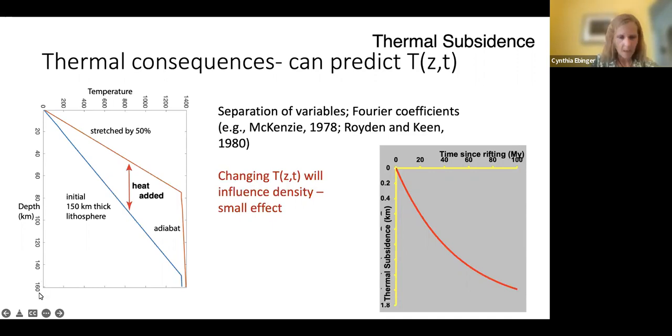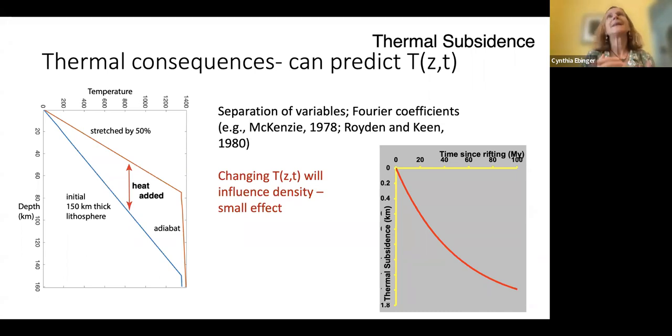This is depth on the vertical axis going down to 150 kilometers, the base of the plate. And the base of the plate then is a conductive profile. And in the mantle, we have an adiabatic geotherm. So it increases just slightly because we have this well-mixed convecting mantle. If we stretch the lithosphere by 50%, and now it's 75 kilometers thick, we now have 1350 at a depth of 75 kilometers, and we can compare these two profiles, and we see that the area between the two of them is effectively the heat that we transferred to the plate.